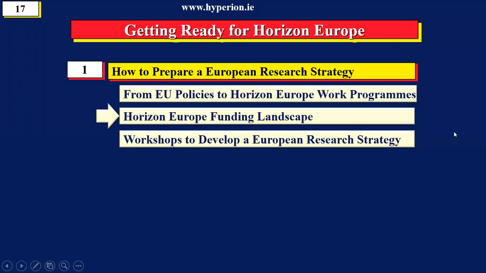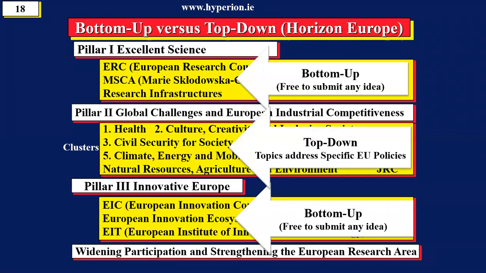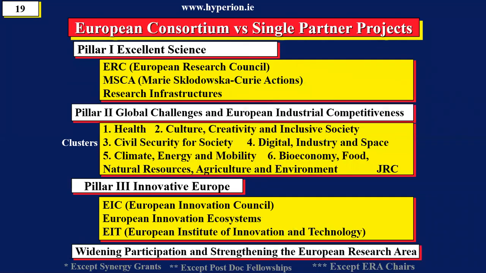So let's look at the Horizon Europe funding landscape. We saw that Pillar 1 and Pillar 3 are called bottom-up. Pillar 2 is called top-down, so you have to identify the cluster, the destination, and you're looking for the actual topic. Now, the other thing you must understand is, do we need partners?